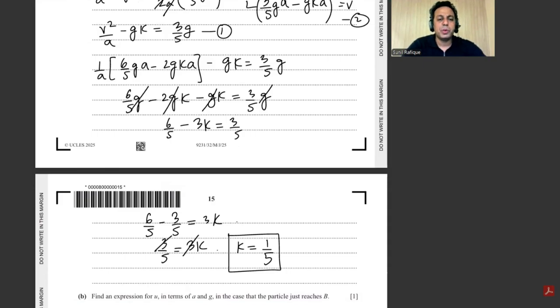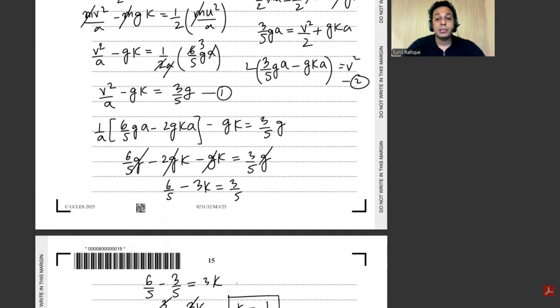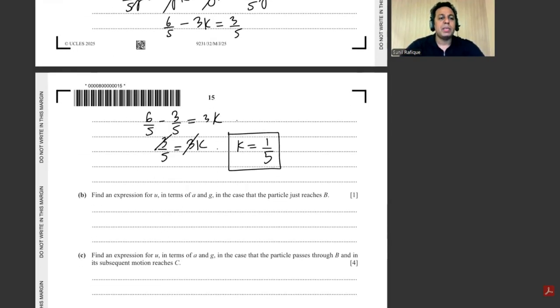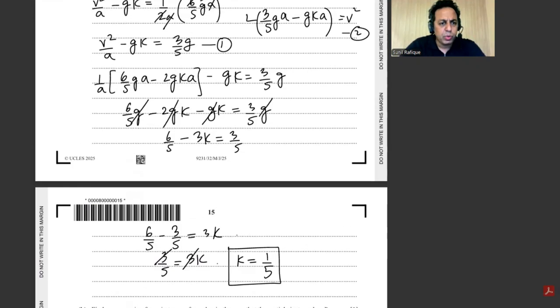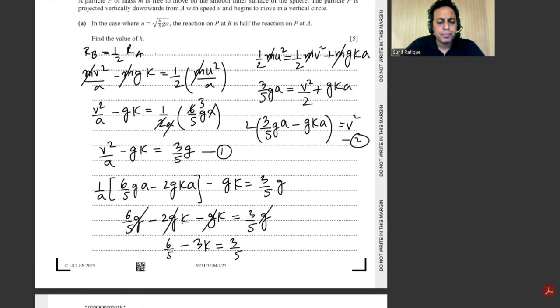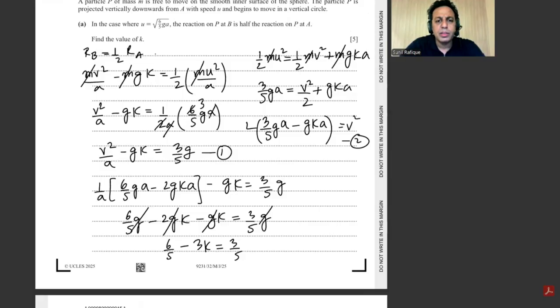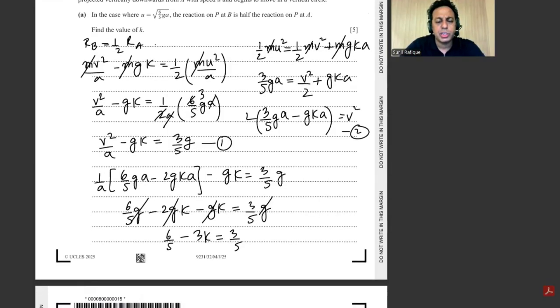That's for the first part. So remember, in a vertical circle, the key ideas are Newton's second law and the energy perspective, right? Okay, so let's take a look at the next bit. Part B, find an expression for u in terms of a and g, in the case that the particle just reaches B. Oh, that's a crucial idea. So the moment it just reaches B, we take the final velocity 0. So what should we do? We can use maybe one of the equations that we have already. What do you want to go with? Let's do the energy equation.